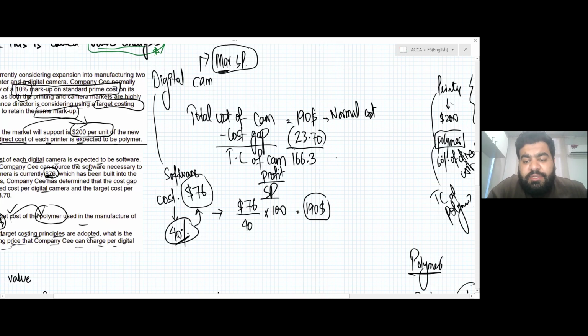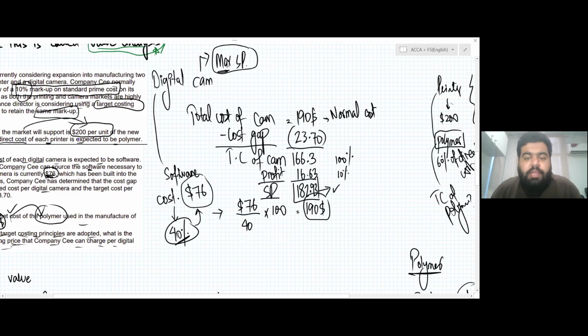10% markup means the base is cost, because markup means you have to apply the percentage on cost. So the base is cost plus profit. How many percent? 10% profit. So it is 16.63 profit, and just add it to get the selling price: 166.3 plus 16.63 is 182.93. 182.93 is the selling price that the market will accept.